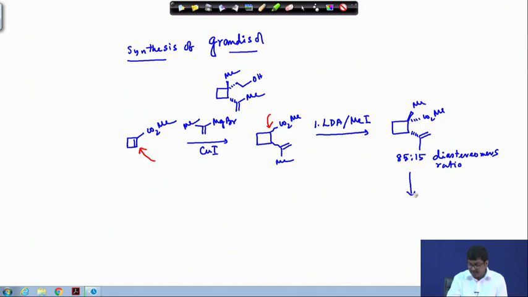Once it has been synthesized, then the corresponding basic hydrolysis with KOH, potassium hydroxide, converts the ester into its corresponding carboxylate, and after that the acid chloride followed by diazomethane treatment will give its corresponding alpha diazoketone.